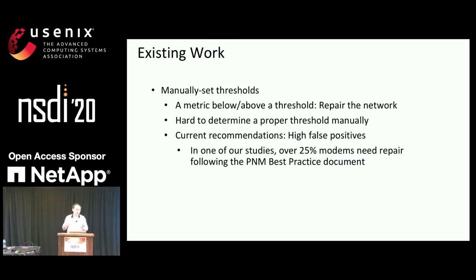In the existing work, ISPs currently use manually set thresholds. That means if a metric is below or above a certain threshold, then the network needs to be repaired. However, we found that it is pretty hard to determine the proper threshold manually, because if we define the threshold too aggressively, then the ISP will suffer from high false positives. On the other hand, if the threshold is too conservative, then the ISP could lose many opportunities to fix problems.